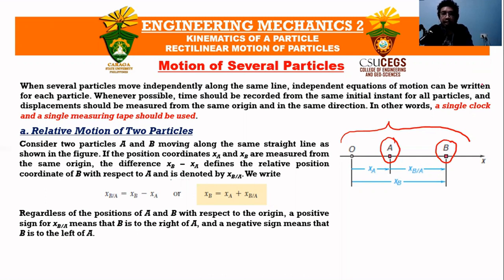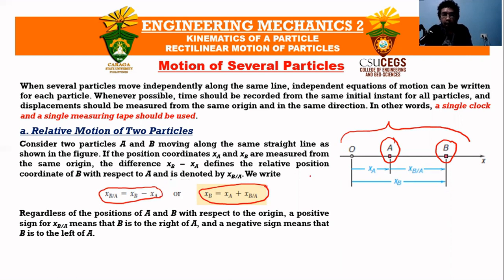And if the position coordinates xA and xB are measured from the same origin, the difference xB minus xA defines the relative position coordinate of B with respect to A and is denoted by xB/A. So we write xB/A equals xB minus xA, or the position of particle B is equal to the position of A plus the relative position of B with respect to A.